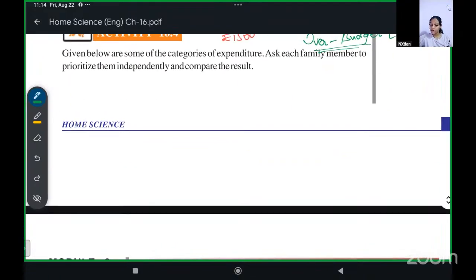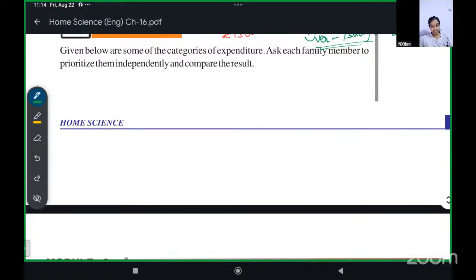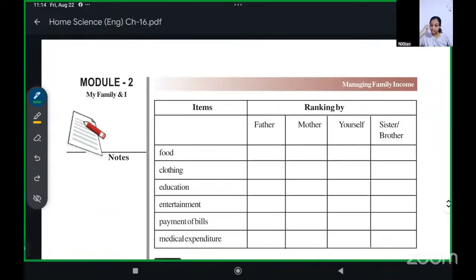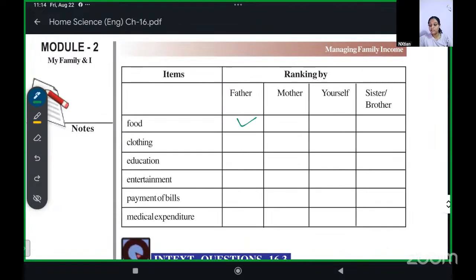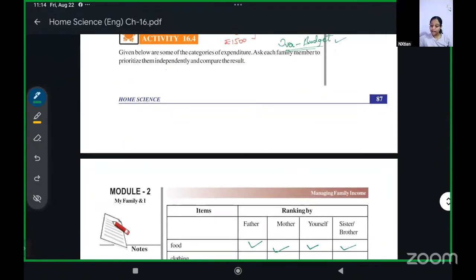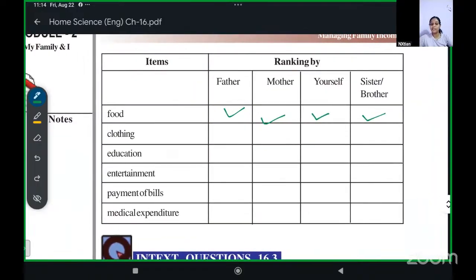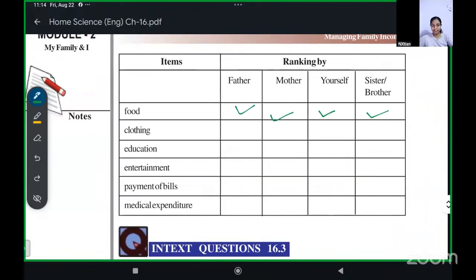Then, given below are some of the categories of expenditure. Ask each family member to prioritize them independently and compare the result. These are the activities, items. How much your father spends on food, how much mother spends on food, how much you spend on food, and how much your sister or brother spends on food. You can rank it, and then you can see who is spending the most on what item, who is spending the least on what item. We are not doing this right now, but you can do it at home.